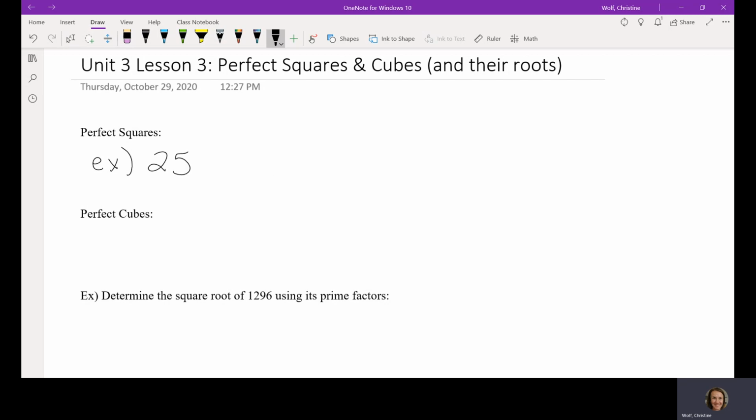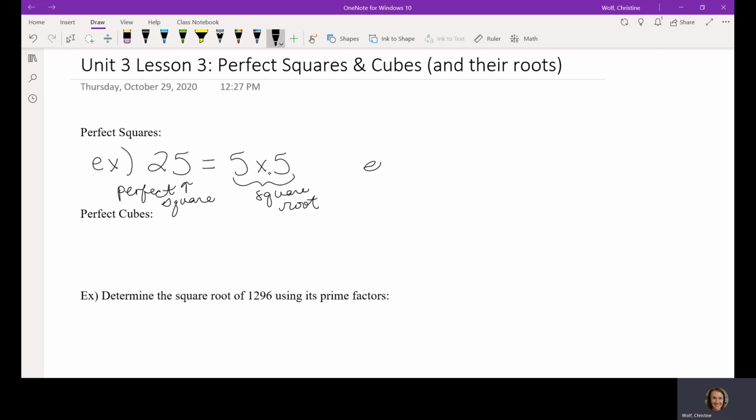The reason 25 is a perfect square is because I can multiply something by itself to get 25. So 5 times 5. So 25 is the perfect square, and the 5 is the square root.